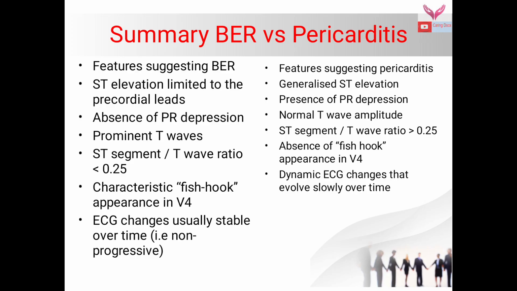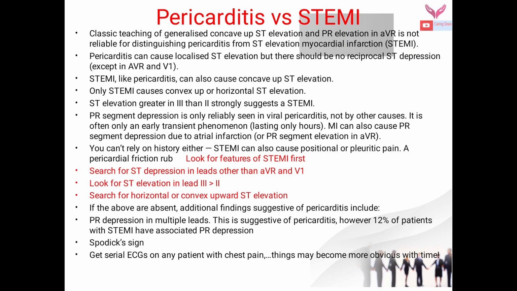In pericarditis, there is generalized ST elevation, presence of PR depression, normal T wave amplitude, ST segment T wave ratio more than 0.25, absence of fish hook appearance in V4, and we get dynamic ECG changes that evolve slowly over time.